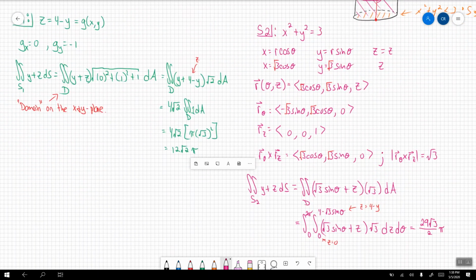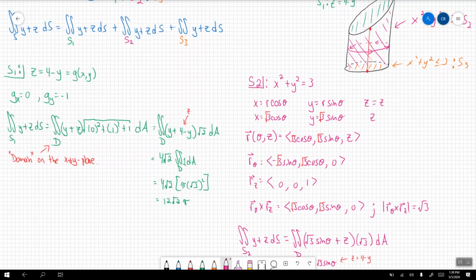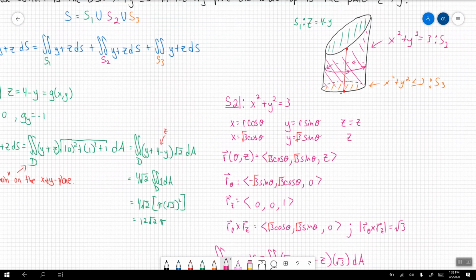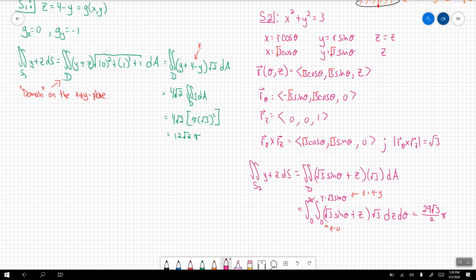Let's look at the third surface. The third surface is going to be the bottom of that cylindrical disc. Alright, here we go. Surface 3. So here goes surface number 3. Surface number 3, this was our x squared plus y squared is less than or equal to 3. Nice.